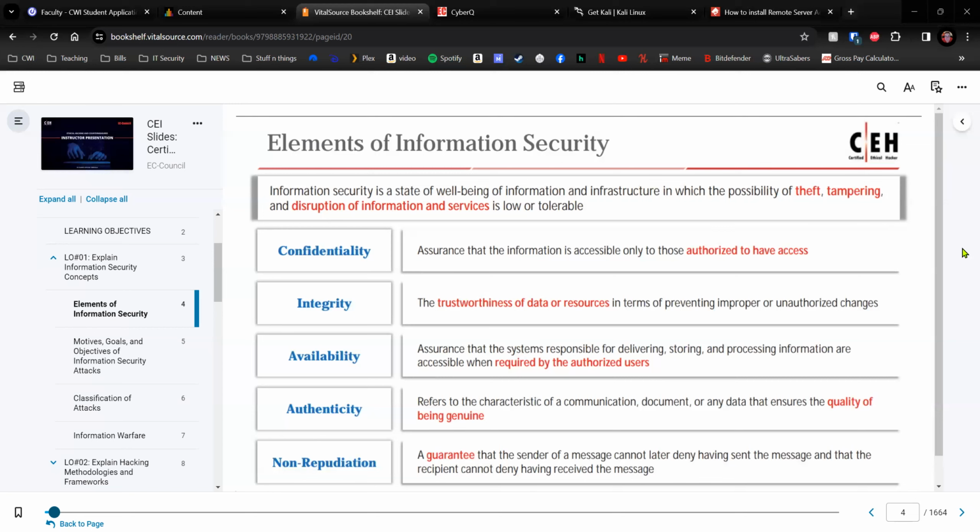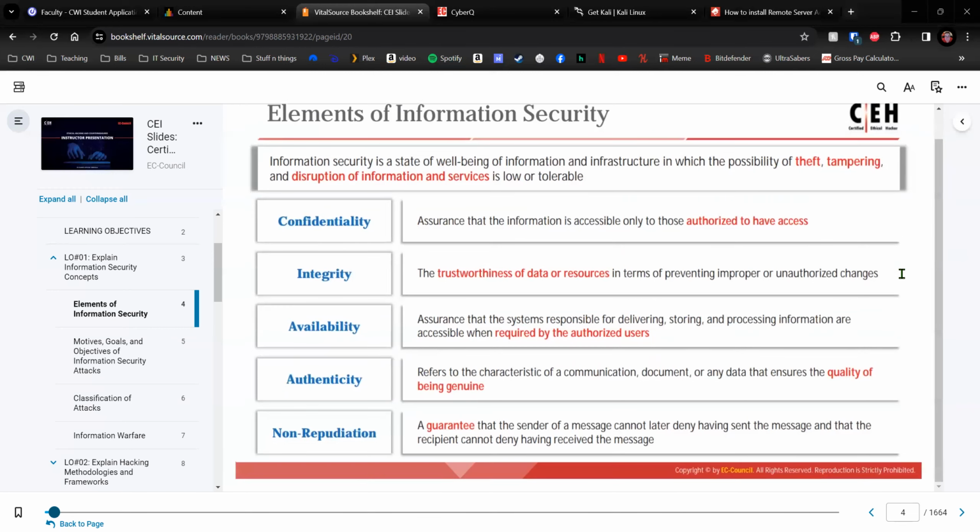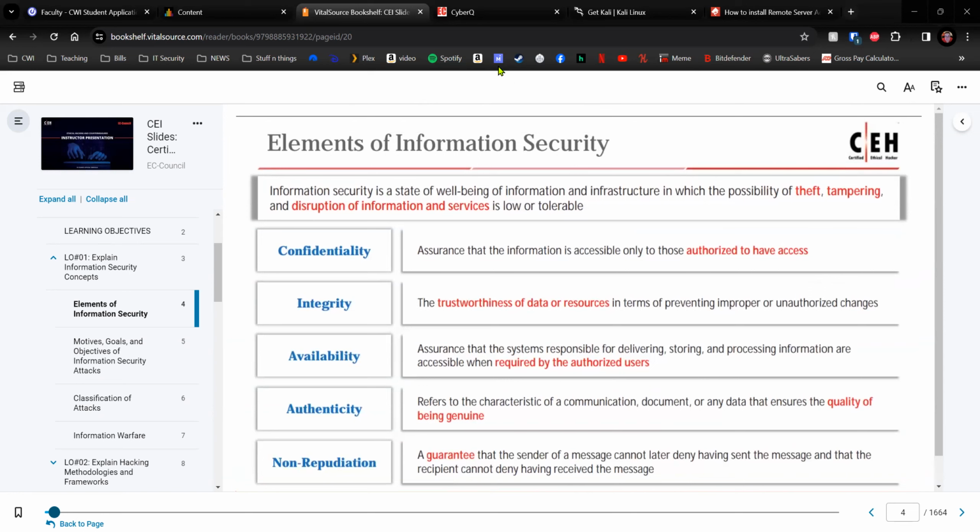Authenticity refers to the characteristic of a communication, a document, or any data that ensures the quality of being genuine. Non-repudiation, so you remember us talking about this. This is a guarantee that the sender of a message cannot later deny having sent the message, and that the recipient cannot deny having received the message.